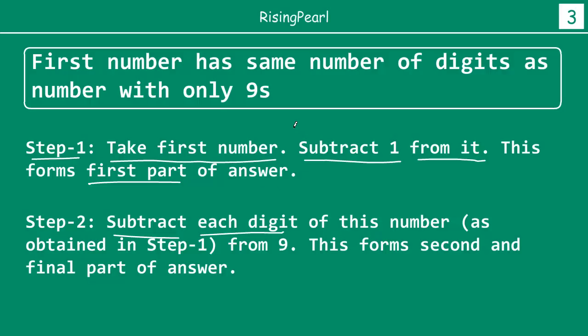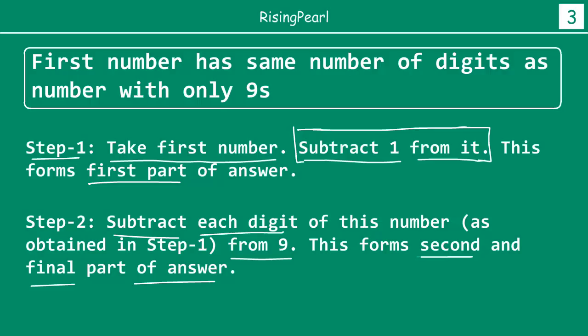right? When we did the subtraction, we subtracted 1 from the random number. We got a number, right? And then we subtract each of these digits of this number that we got from step 1. We subtract each digit from 9. Now this will give us the second and final part of the answer. Isn't that fantastic? Let's do one thing.